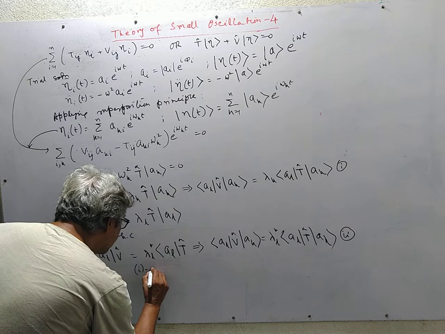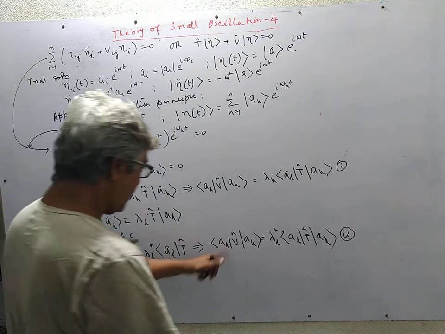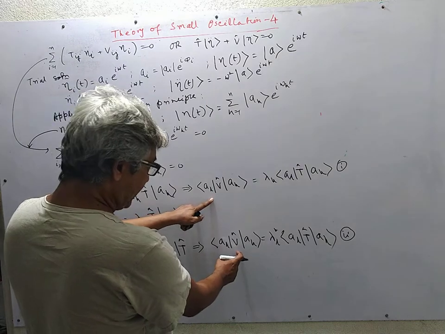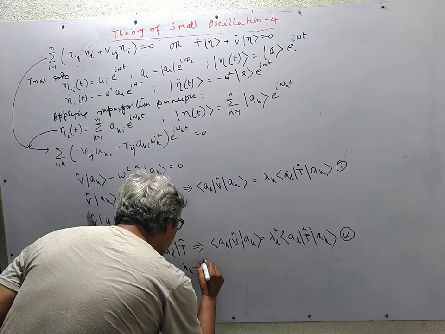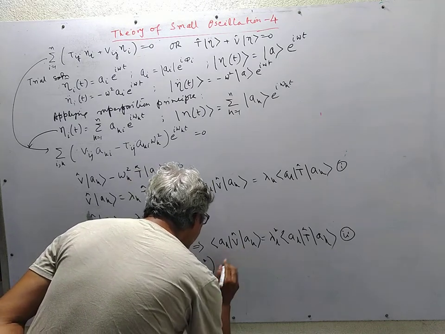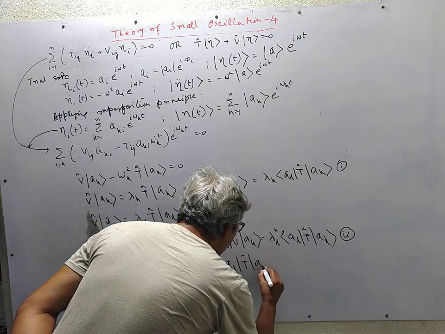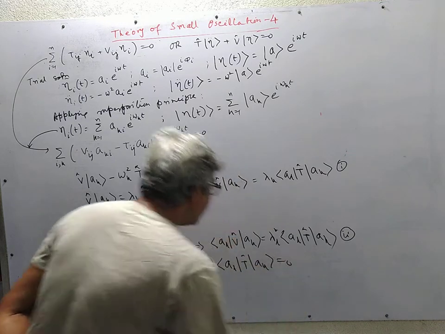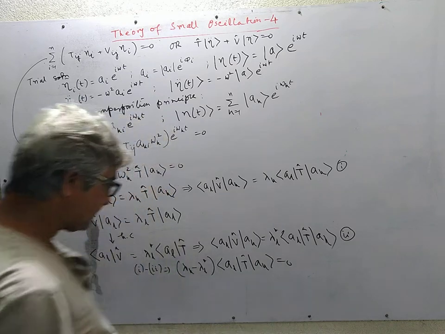1 minus 2 gives: these two terms are the same, so they cancel out. So we get (lambda K minus lambda L star) times <AL|T|AK> is equal to 0. This is an important relation.